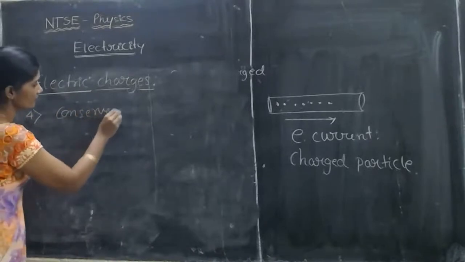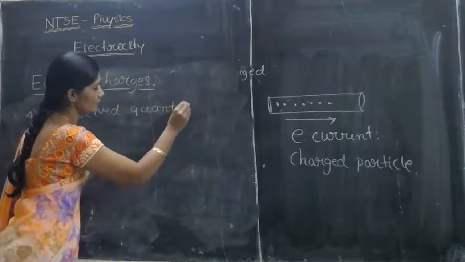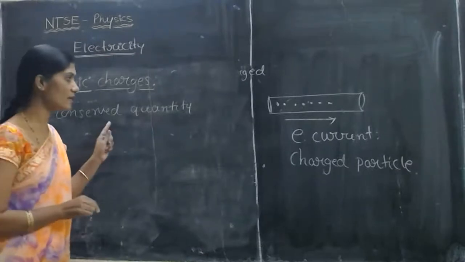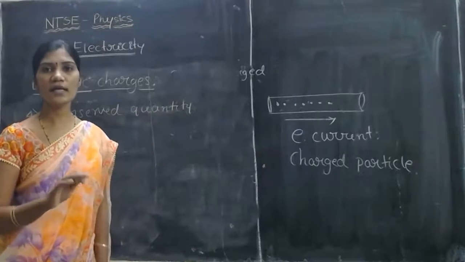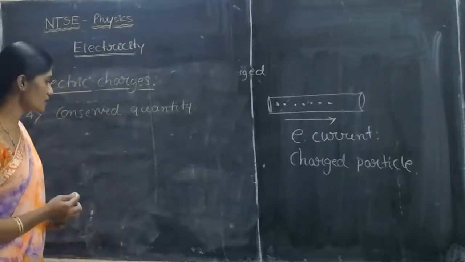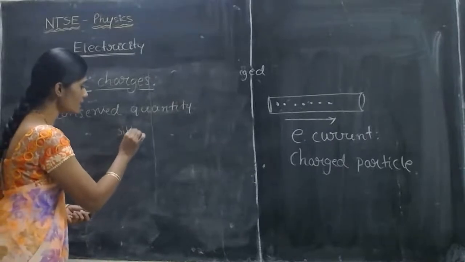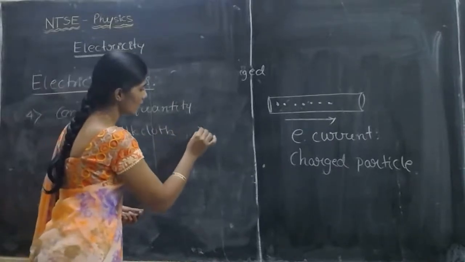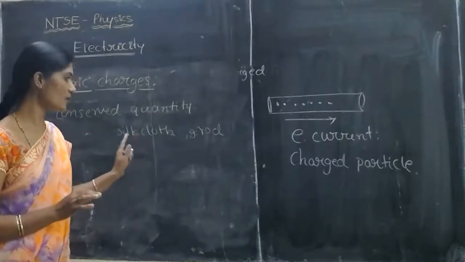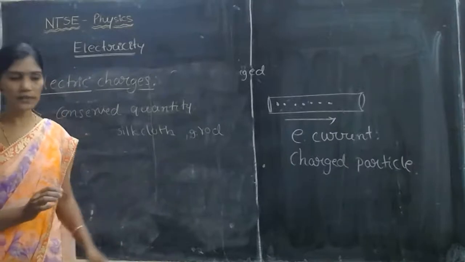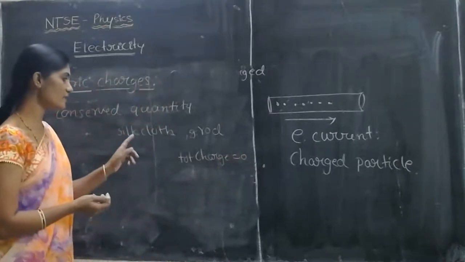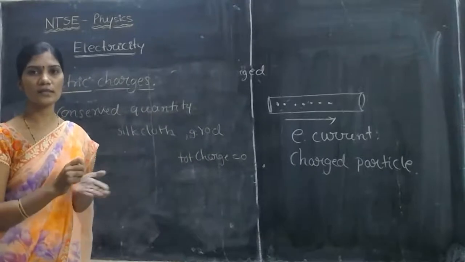It's a conserved quantity. Conserved quantity means in any physical process, the charge gets transferred from one system to another, but it can neither be created nor be destroyed. For example, you just take a silk cloth and a glass rod. Before rubbing, we are not rubbing these both together. Before rubbing, both are in a neutral condition. Neutral condition means total charge zero. Now what we do? We rub this silk cloth and glass rod together. Glass rod, we rub on a silk cloth.